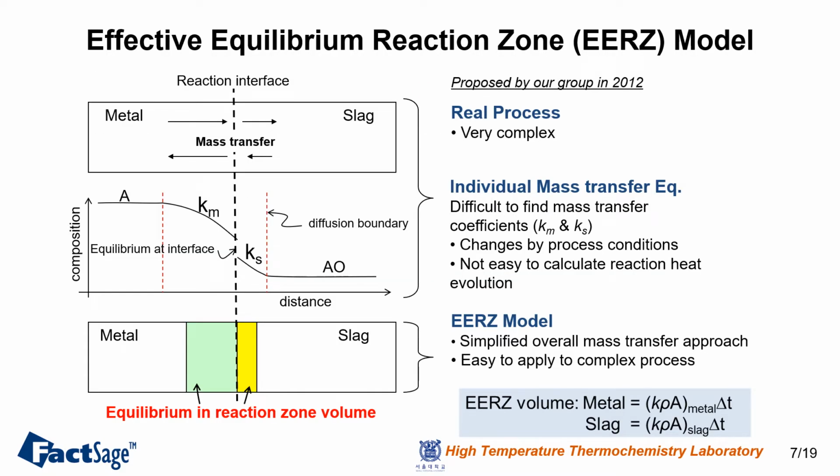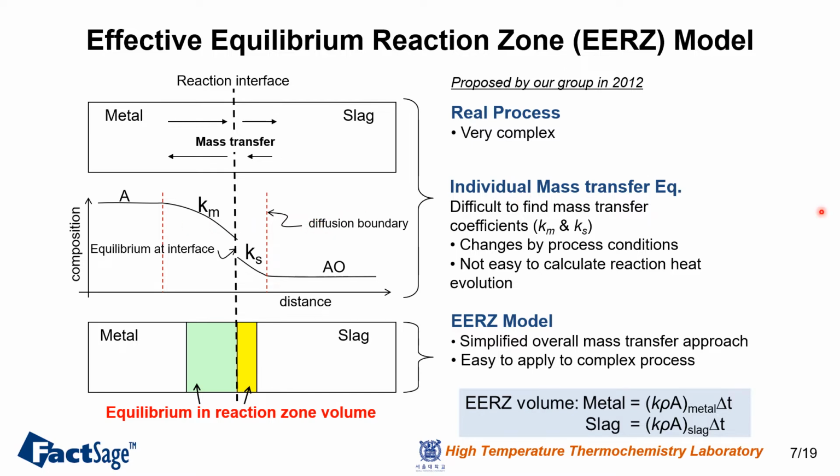This slide shows you the concept of the effective equilibrium reaction zone model we proposed in 2012. Let's assume we have a chemical reaction between the metal and the slag, and we can assume the chemical reaction at the interface is very fast, and it can approach the equilibrium state in high temperature processes. Then the change in the chemistry in the steel and slag is mainly controlled by the mass transfer at the steel and the slag side.